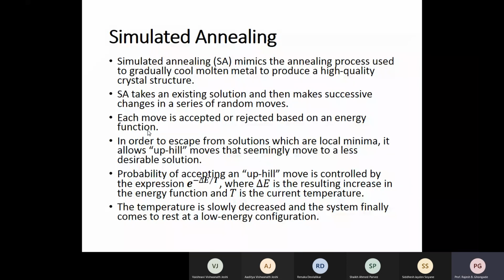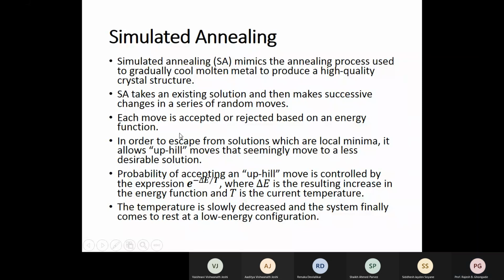Energy function is the test function, for example, and it is tested on. If the test function has a certain value and it is decreasing, many times we require the mean square error to minimize. If the solution obtained by a particular random move increases the energy, then we discard it and keep the one which decreases the energy. In order to escape from solutions called local minima, it allows uphill moves that seemingly move to a less desirable solution.